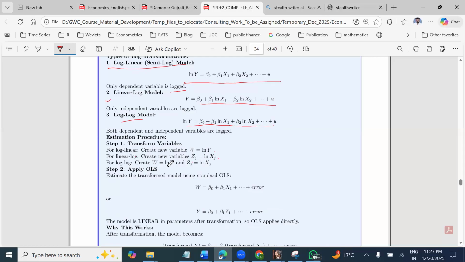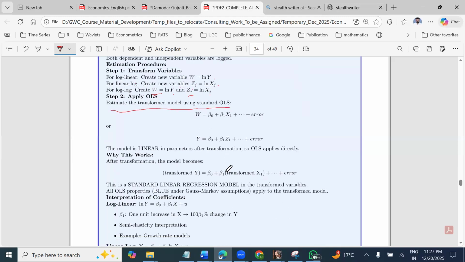For log log model, you can create both the variables. Means w is ln y and z is equal to ln x. So after you transform, then you can use the standard OLS. As it is, you cannot use. So the model is linear in parameter after transformation. So OLS applies directly. So is the answer correct, Sangeeta?